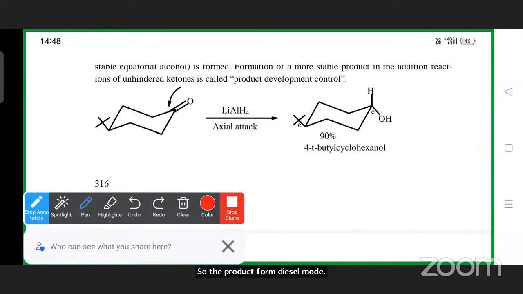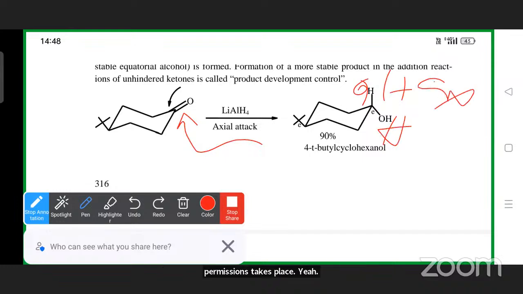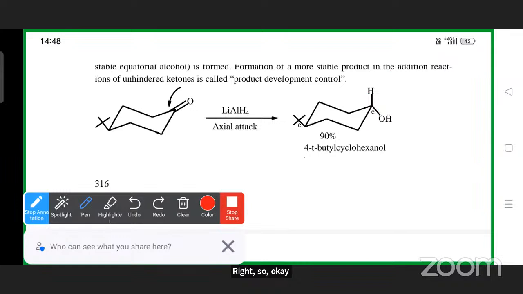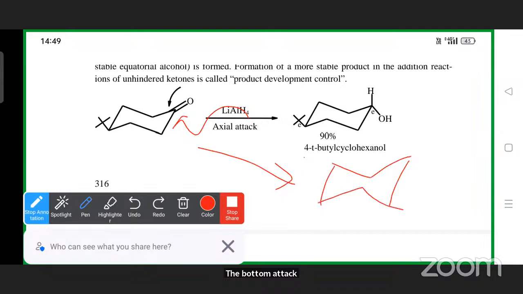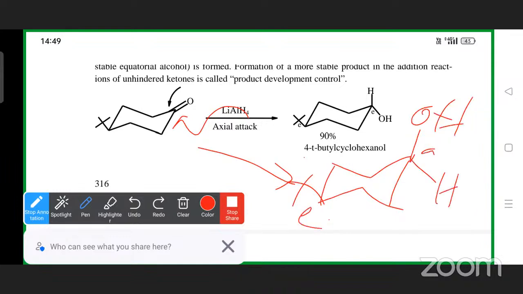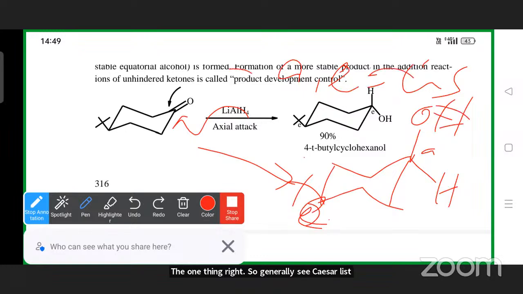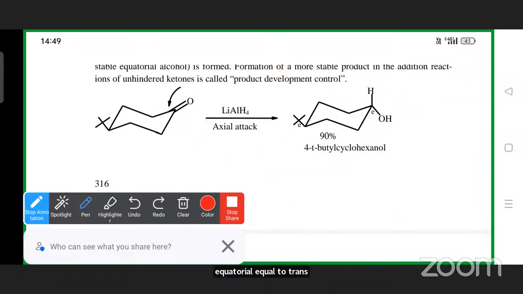And if it is attacked from the bottom side here, the axial alcohol is formed. So this is equatorial, this is axial. So axial equatorial is cis, the 1,3. Generally cis is less stable here. That's why when it is attacked from the top side, the alcohol will be equatorial. Di-equatorial is the trans one. That's why here the product formation is controlled by the stability. That's why it is called PDC, product development control.